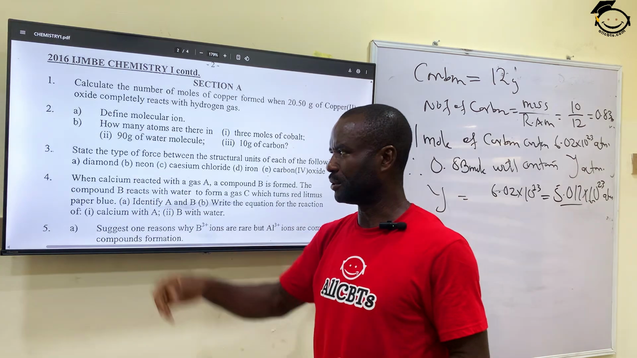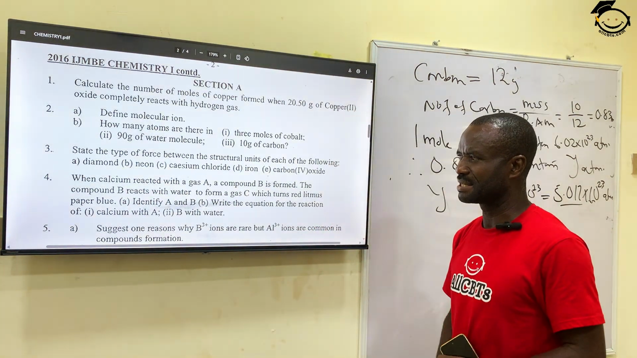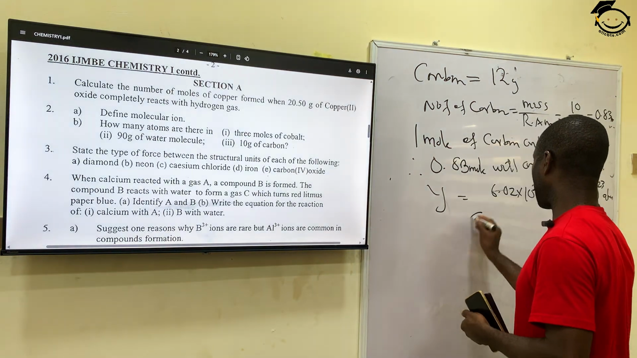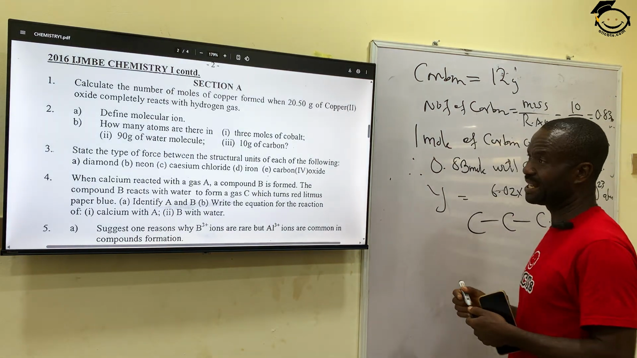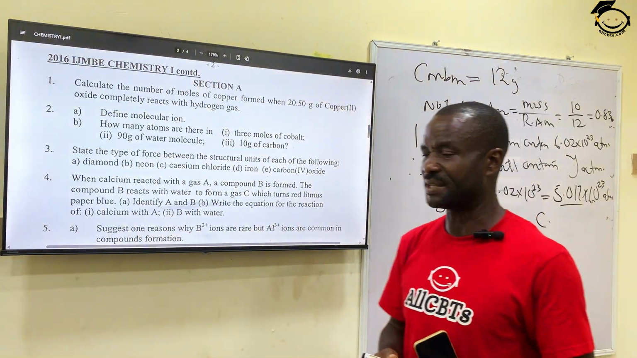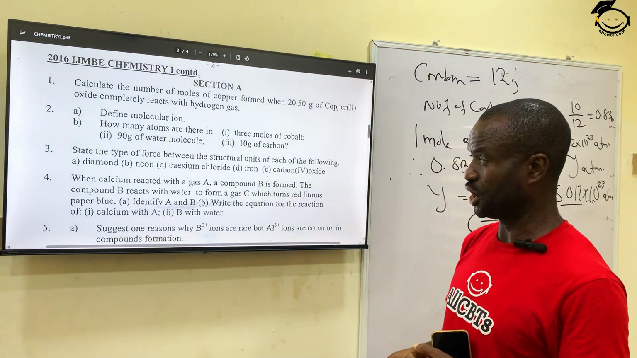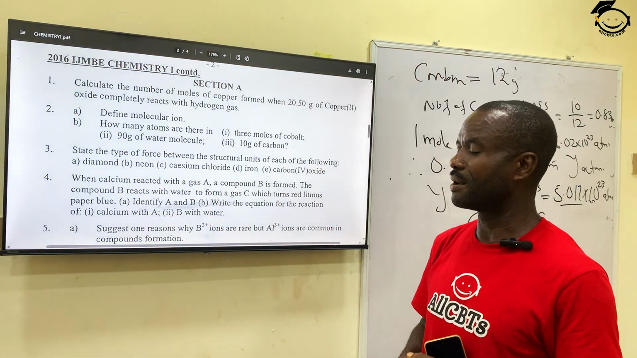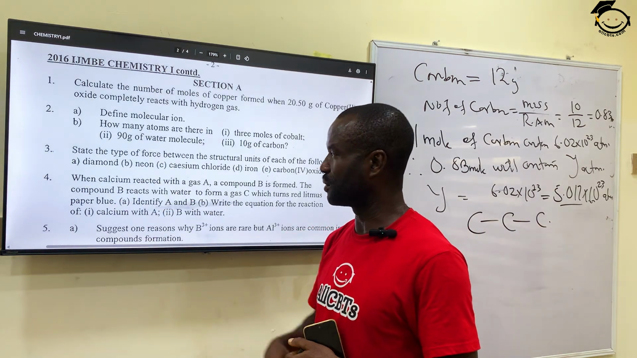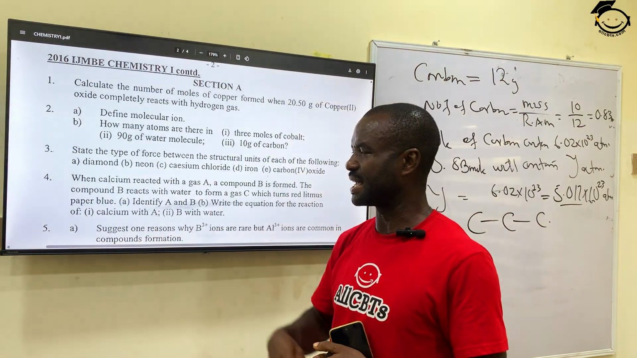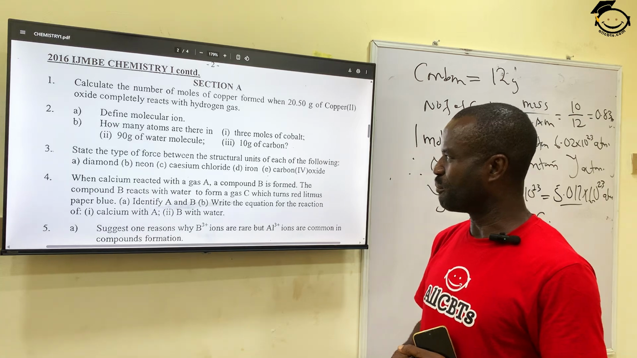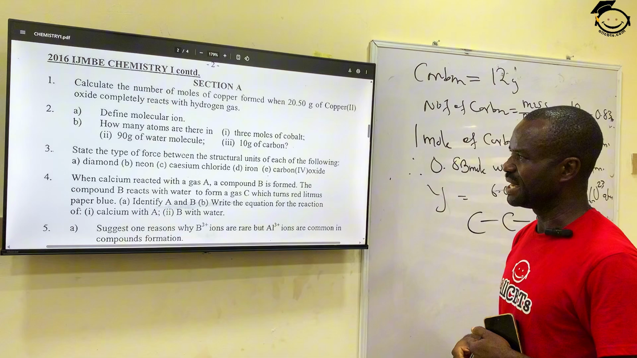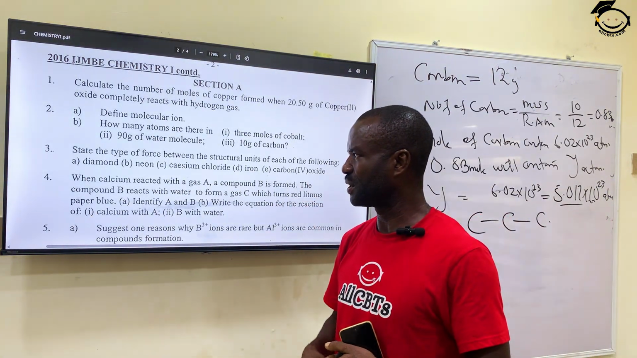A, diamond. Of course, diamond is a covalent bond. Diamond is made up of carbon joined covalently together to form a hexagonal shape of carbon. So there is a covalent bond; covalent bond actually occurs here. Now, neon is a gas. The type of bond between neon molecules is also covalent bond.